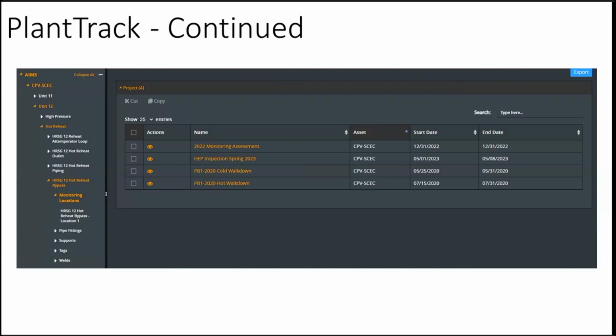So a little bit more on the PlantTrack system side. This is a database for our site, so you don't have to keep internal files if you don't want. Everything is held within here.